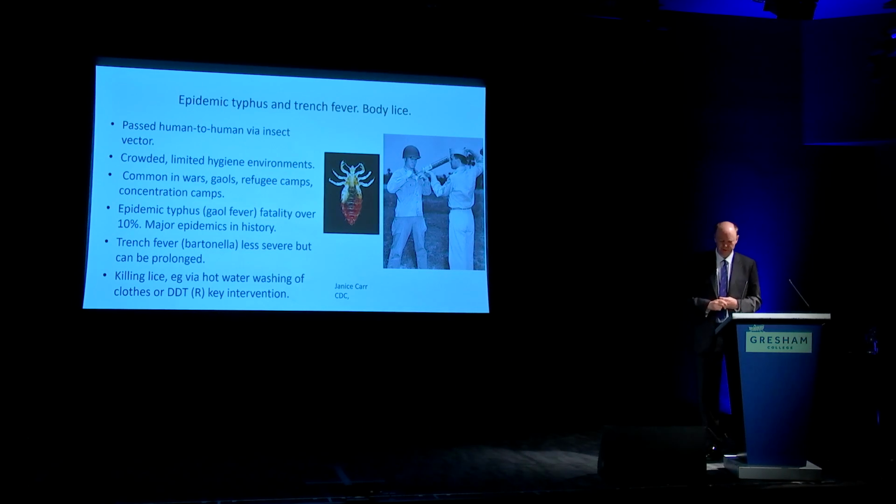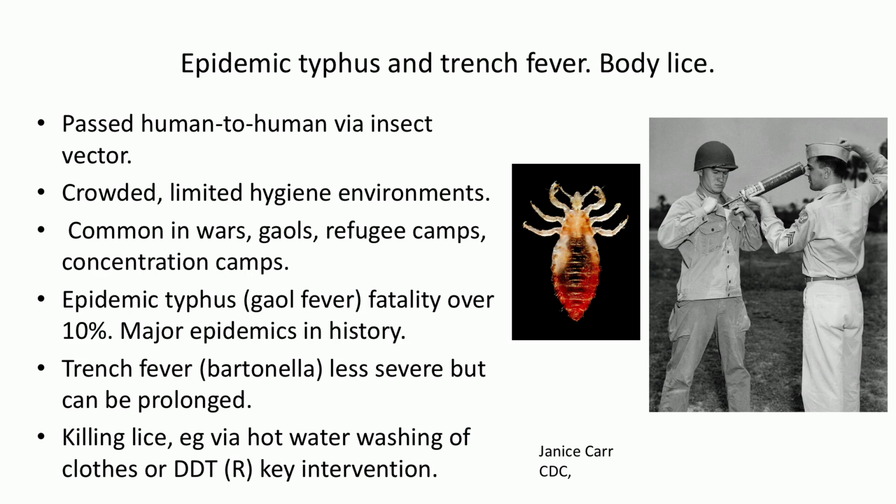Another historically very important infection was epidemic typhus and trench fever, which is a rather milder disease, both passed on by body lice. And just to be clear, body lice are not the same as head lice, which are very common in children. Head lice are completely different and not a risk for this. It's very common in crowded and limited hygienic settings. So classic examples are wars, refugee camps, and jails. Jail fever was one of the well-known ways in which this was described.